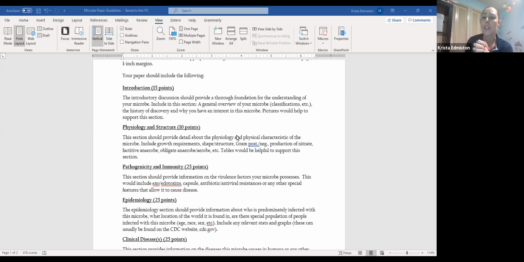It would be nice to have some pictures in this section, if it's a bacteria, microscope slides of this, or for a virus, electron micrographs of it, something like that.